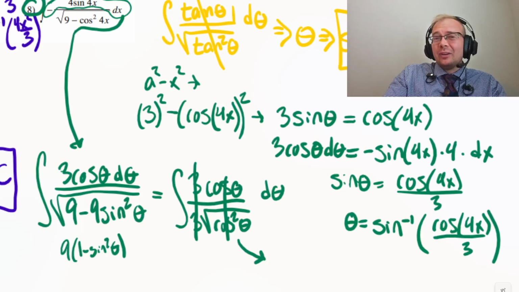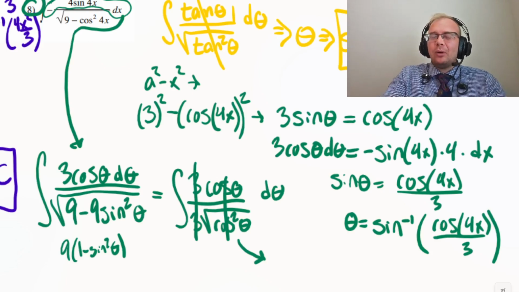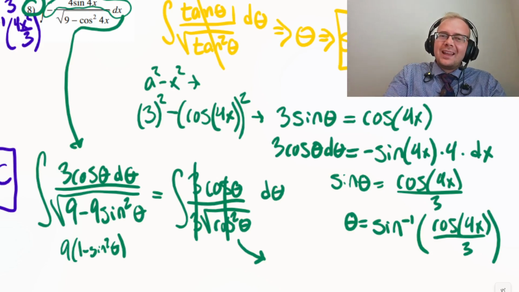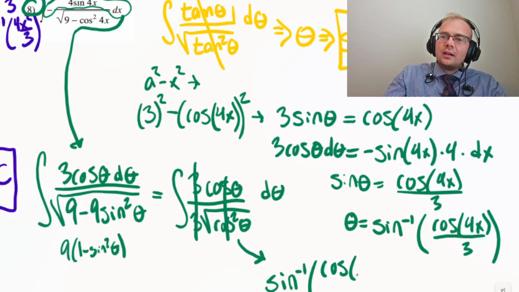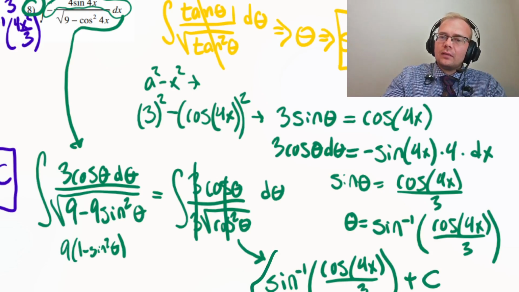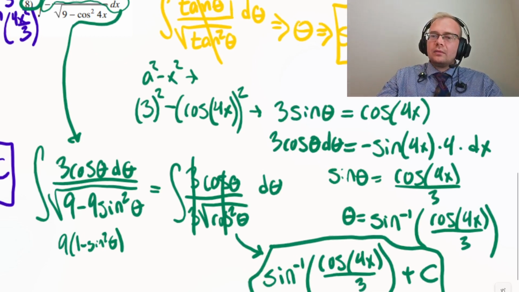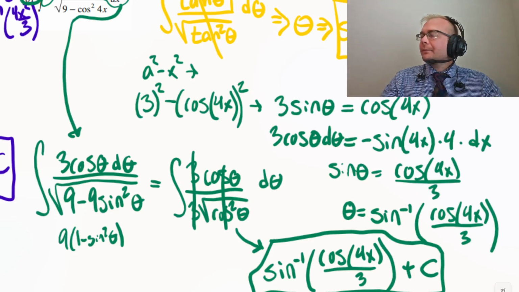But I'm not going to, at least for the sake of this video, because I think most people have professors that are not that terrible. So this is just going to be the integral of 1 with respect to theta, which is theta, which is the sine inverse of the cosine of 4x over 3 plus a constant. And box it in. And there we go. Actually, whoop, there we go. Now you guys can see that.